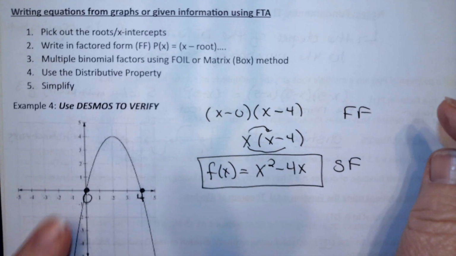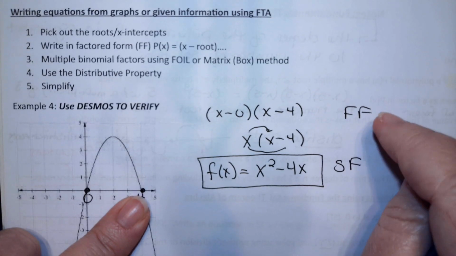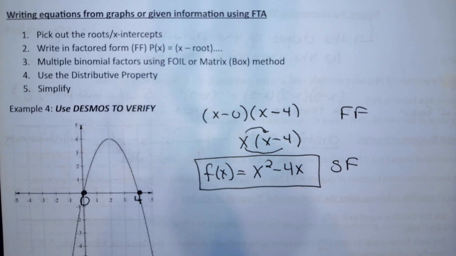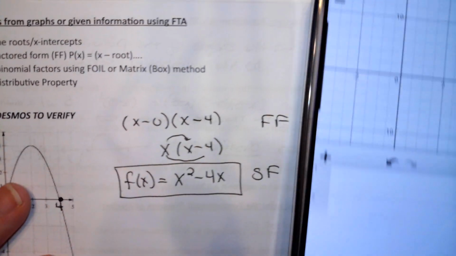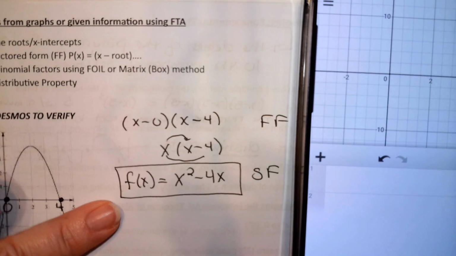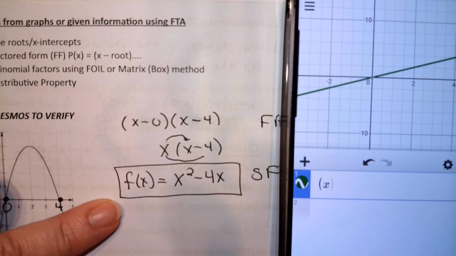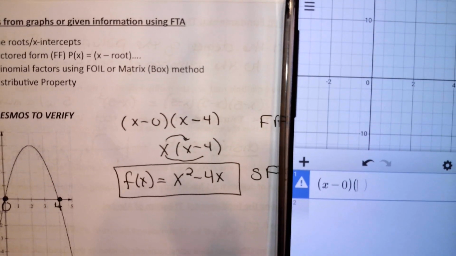So for these, you always pick out the root, write it in factor form, and then change it to standard form. Now, let's verify and make sure this is correct. Now, you can verify because you're trying to change it from one form to another form. So we got x minus 0 times x minus 4.